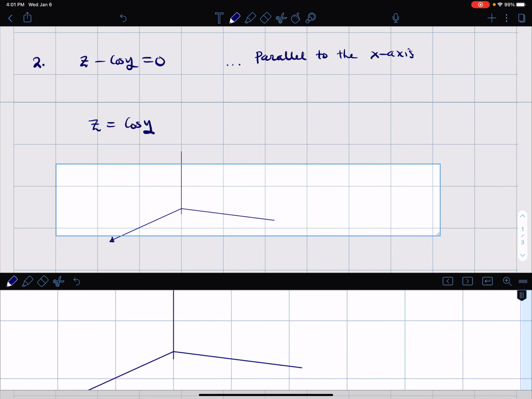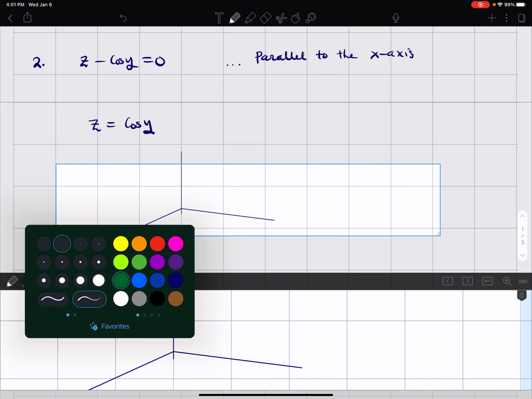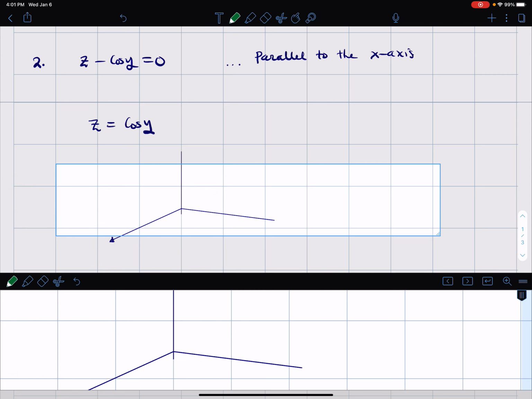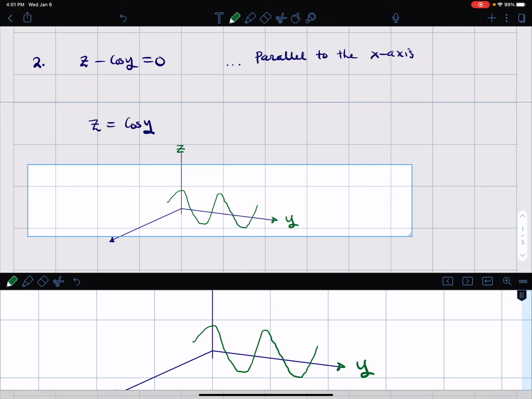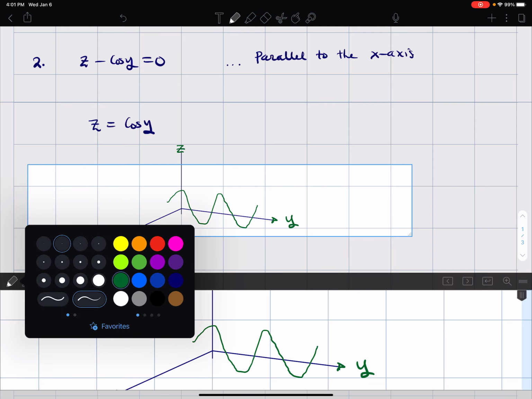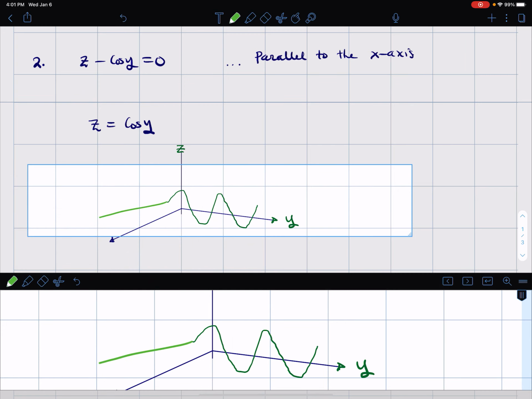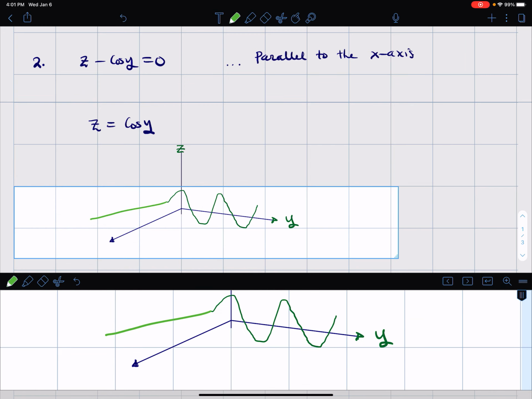Okay, so what you do is you make a trace. So this is the cosine curve. This is your y-axis, that's your z-axis. Okay, now all you have to do is run this cosine curve along, parallel to the x-axis. All right, I hope I can do this. If I can't do it, then you get the idea. So like that.